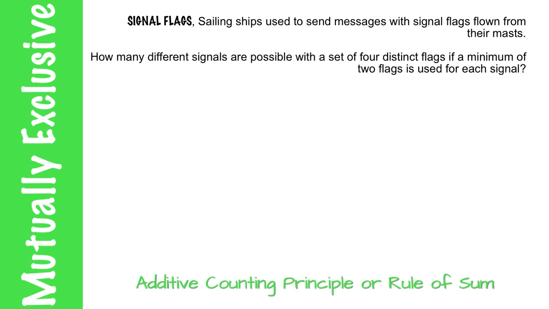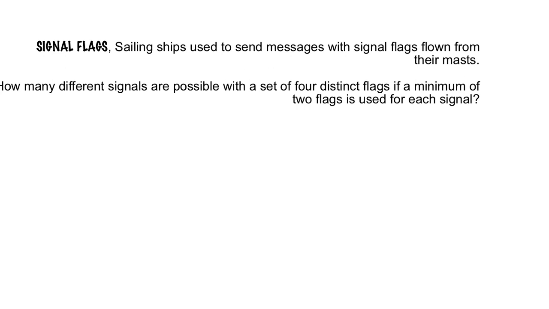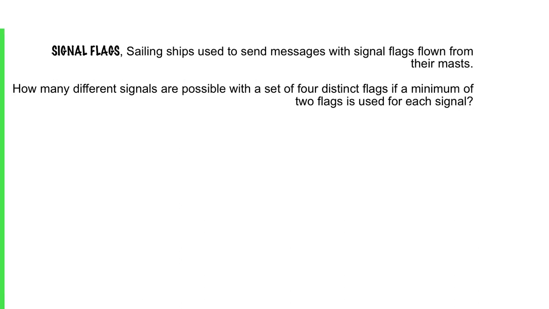The last word problem in this video is going to deal with mutually exclusive cases. It's known as the additive counting principle or rule of sum. So in this situation, signal flags, ships used to send messages with signal flags flown from their masts. How many different signals are possible with a set of 4 distinct flags if a minimum of 2 flags is used for each signal? Minimum of 2 flags, which means we'll have a case where there are 2 flags, we'll have a case where there are 3 flags, and a case where there are 4 flags.